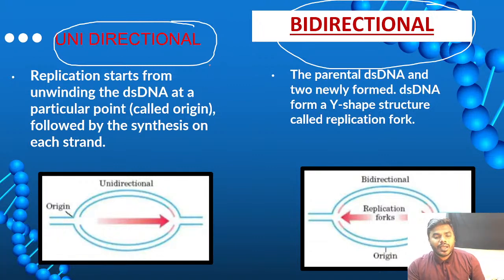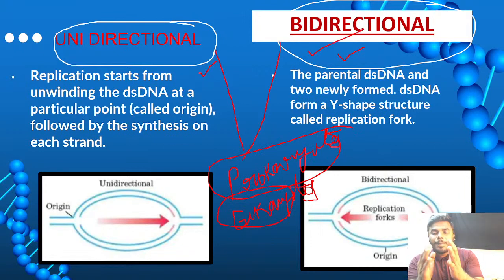Sir, in which organism will the DNA replication be unidirectional? In which organism is the DNA replication bidirectional? But I want you to know one important point. In 90% of cases I can tell you, friends, in prokaryotic organisms, and even in eukaryotic organisms, both prokaryotes and eukaryotes, the type of replication is bidirectional replication only.